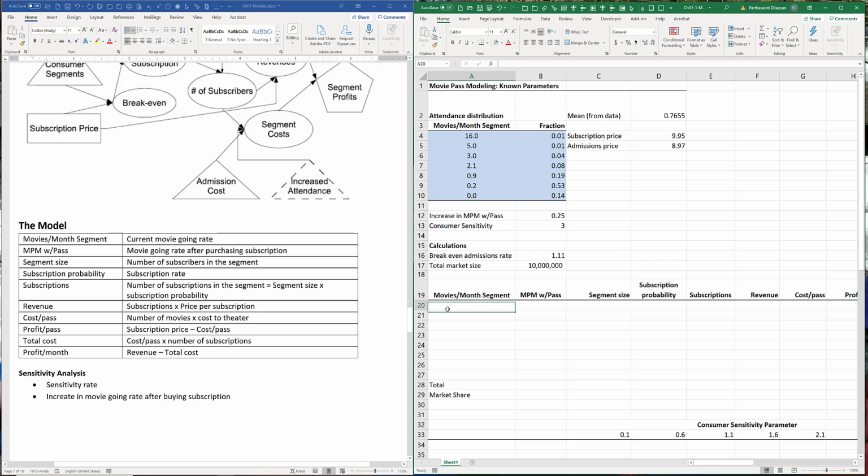Now we have the segment, same as here. This is where we're going to do all the computations. Let's start with the segment, by setting this equal to that cell, so you get that, and then we copy. That's the last one.